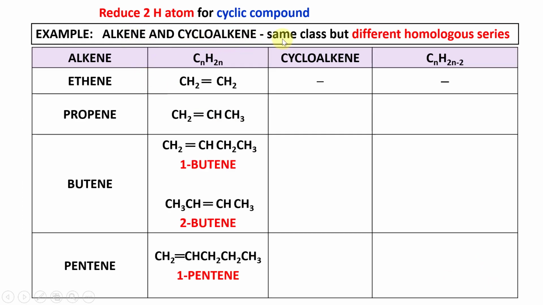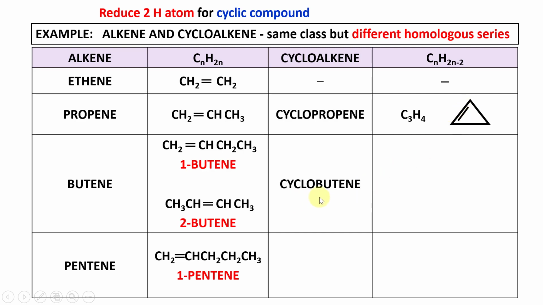Alkene and cycloalkene are from the same class but different homologous series due to the different general formulas. For alkene, it must consist of two or more carbon atoms because it must include the carbon-carbon double bond. But for cycloalkene, it must consist of three or more carbon atoms. The three-carbon cycloalkene is called cyclopropene. In this cyclopropene, it has one carbon-carbon double bond.